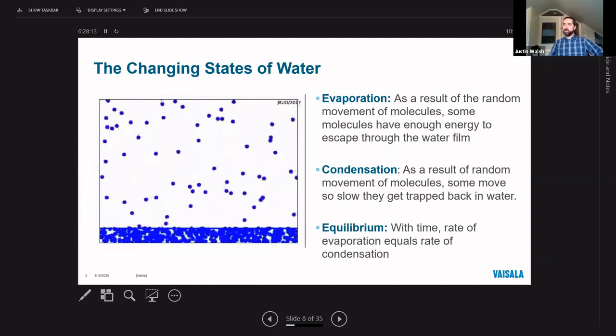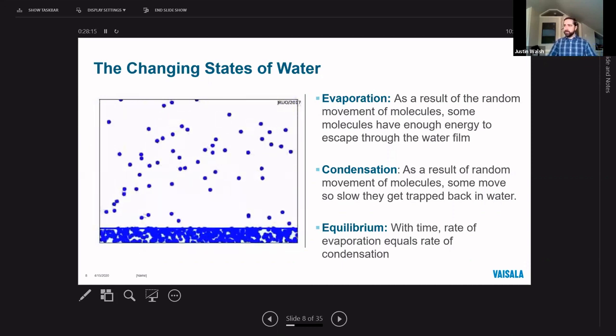In the beginning, there's no water in the gas phase. With time, the gas molecules start evaporating from the water surface. Simultaneously, the gaseous water molecules start to return into the liquid phase. And the two processes reach equilibrium, meaning the rate of evaporation equals condensation. This is what happens in the closed system.